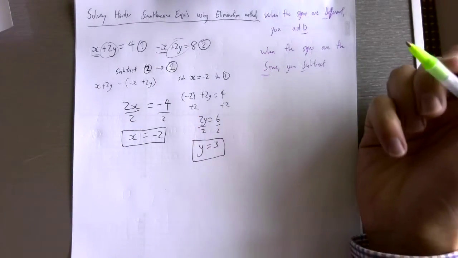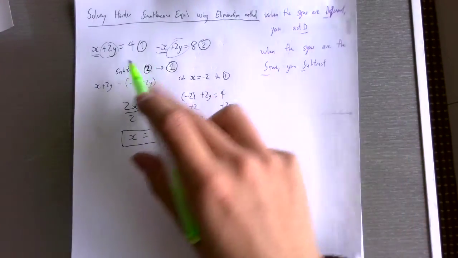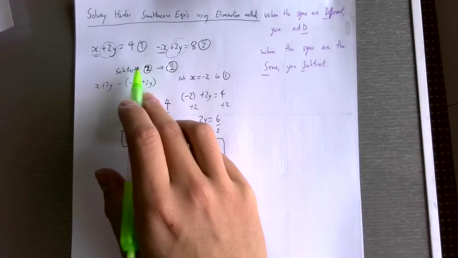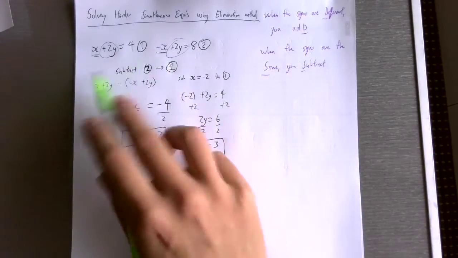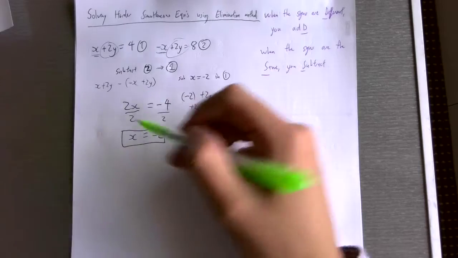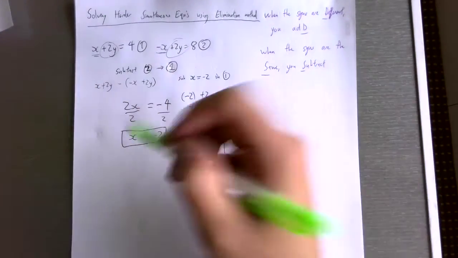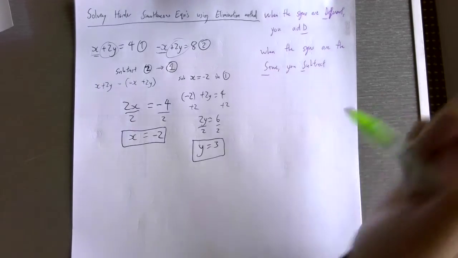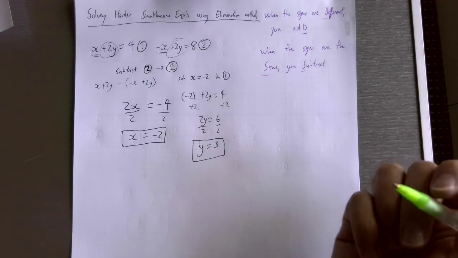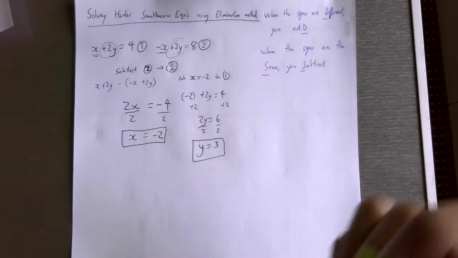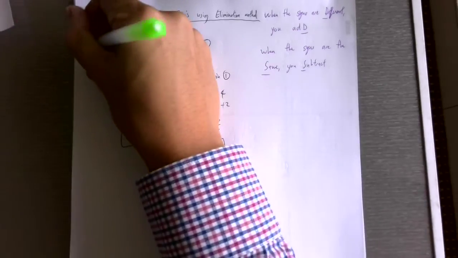So what we were saying before is if you had added these equations and found that y equals 3, and then you substituted into any of these equations, you would then get x equals negative 2. But what we just did is the other way around. Okay, so I'm going to do another example.